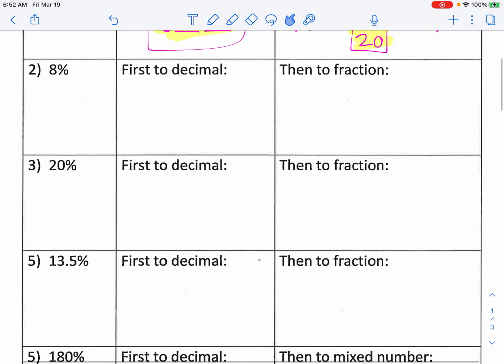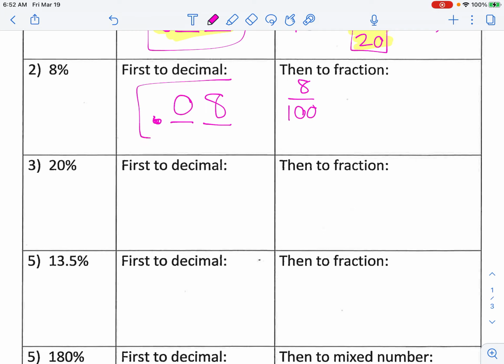Okay, next one, we've got 8%. I'm going to start with my fraction. I think that's easier. I know a percent is out of 100. So 8% means 8 out of 100. Now, going back to the decimal, this fraction is read 8 hundredths. If this fraction is read 8 hundredths, the 8 has to go in the hundredths place, which means you need a 0 placeholder in front of the 8. So that answer is 0.08.